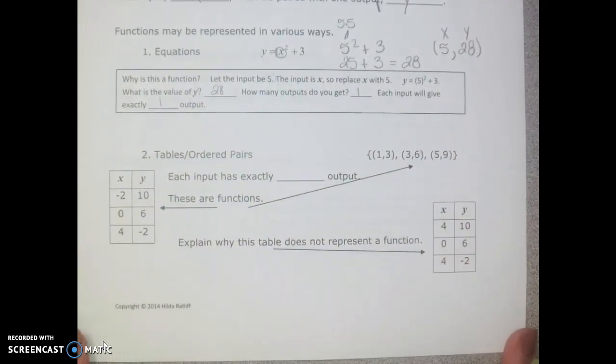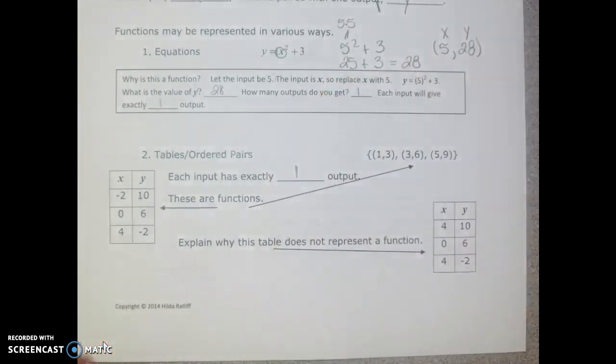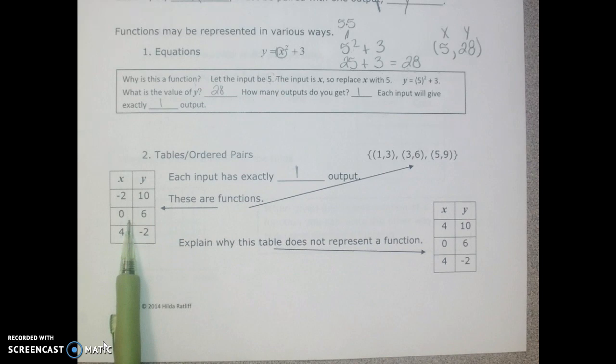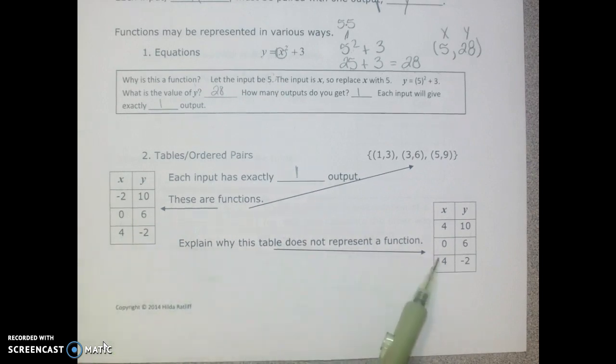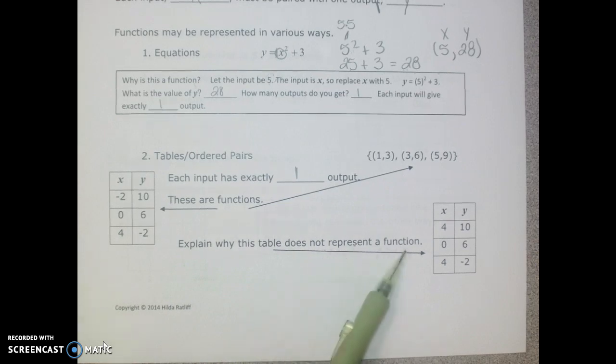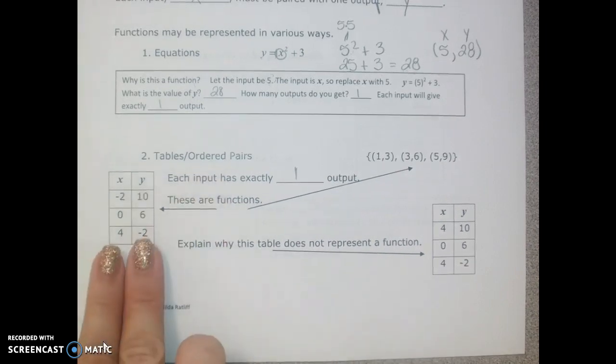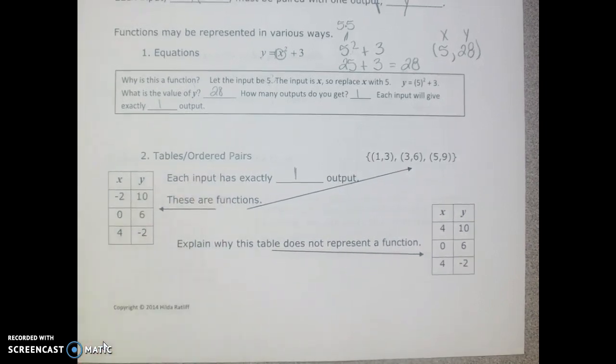Number 2, you can also have tables and ordered pairs. So each input has exactly one output. Same case in this table as well. Okay, these are functions, and this table is not. It says explain why this table does not represent a function. So I want you guys to take a couple of minutes with self-think time. Examine this table. Why could this be a function and this one is not a function?